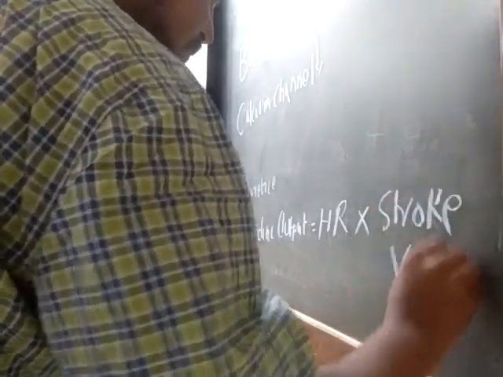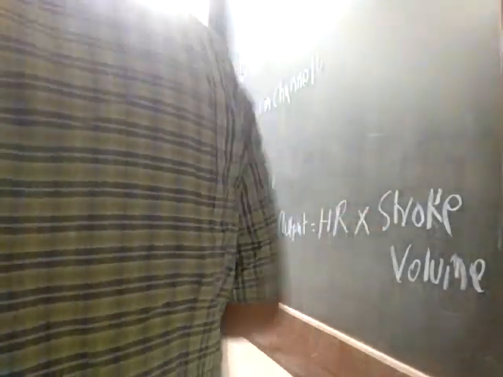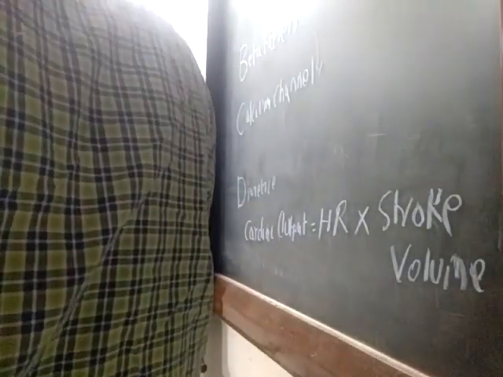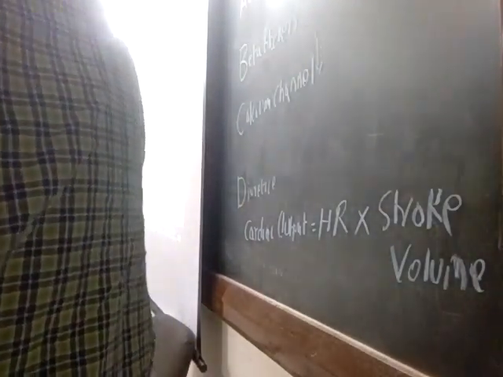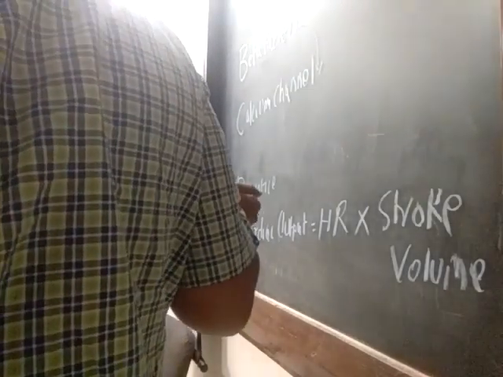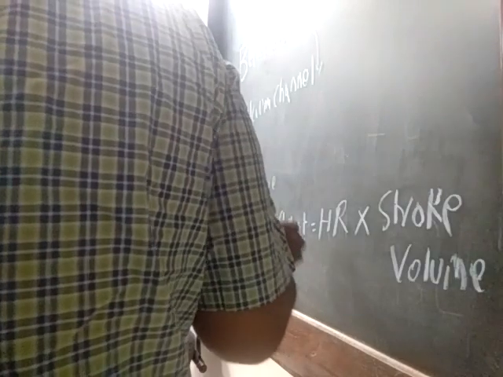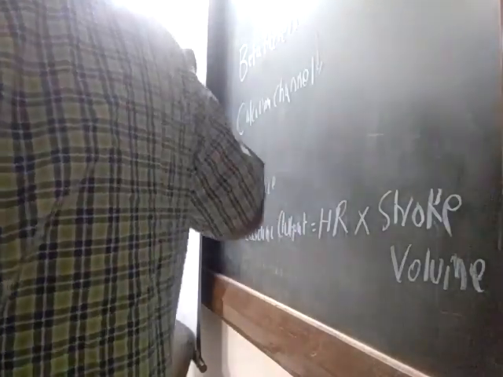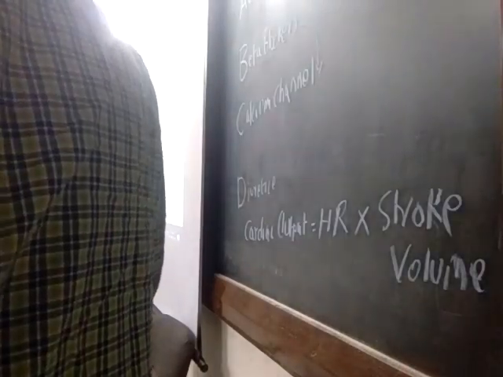Have you come across this formula? Yes. So what is a stroke volume? One pump of heart, one contraction of the left ventricle, how much blood it will eject. Roughly around 50 to 70 ml each contraction of heart can send the blood. What is heart rate? You are 60 to 100. What is cardiac output? How much blood you need.